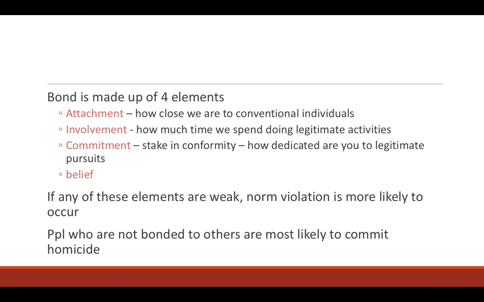So people who are not bonded to others are most likely to commit homicide. And if you think about this in terms of offending in general, while certainly none of us want to go to prison or get in trouble, I think the thing that probably keeps most of us out of trouble is that we're concerned what other people think about us. And I don't mean this in a negative way, but we're concerned about our family and how we would jeopardize those relationships.